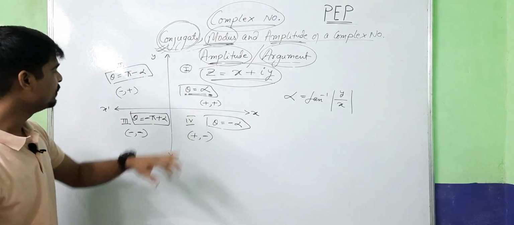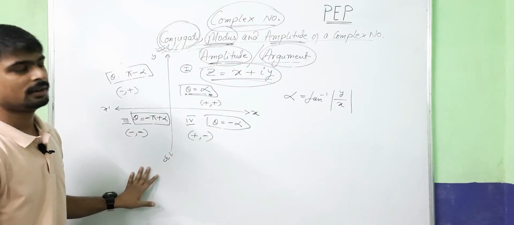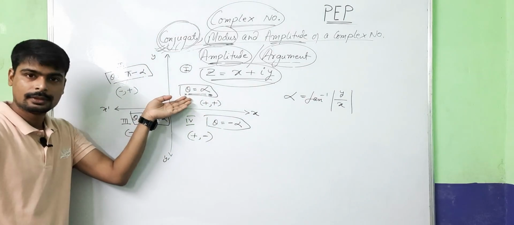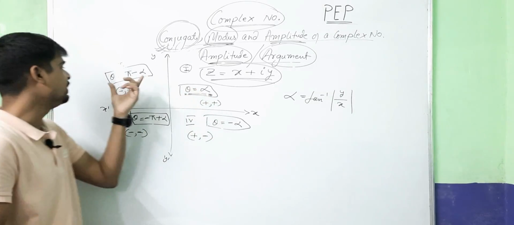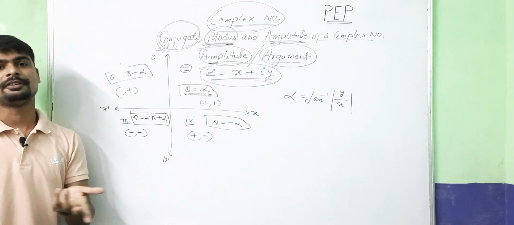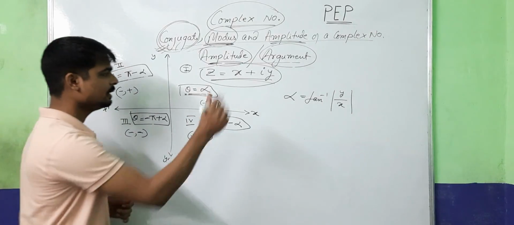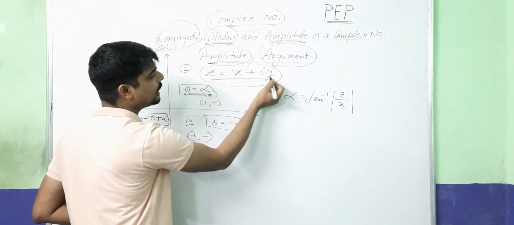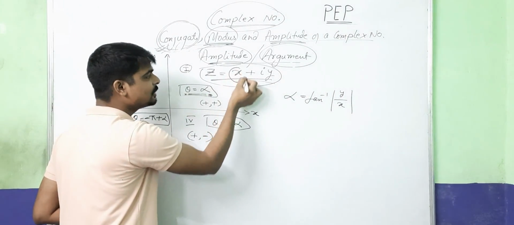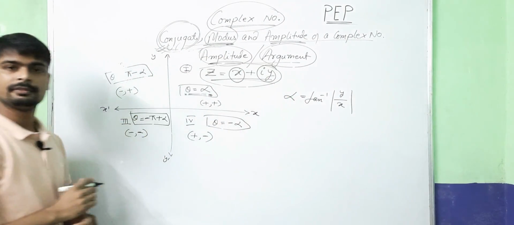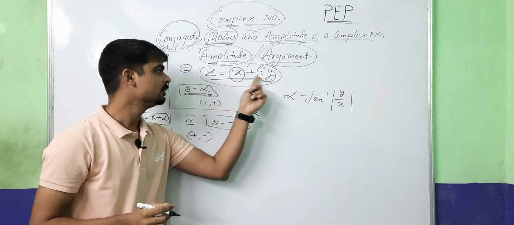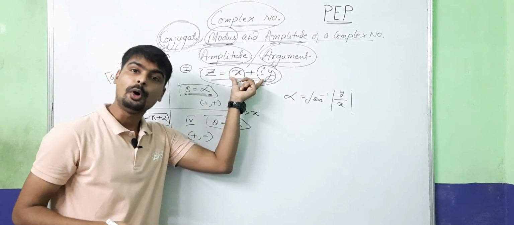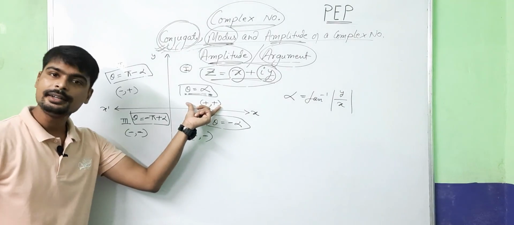So what is the confusion at last? Sir, which value are we going to take? When will we take theta is equal to alpha, and when will we take theta is equal to pi minus alpha? See, when we say z is equal to x plus iy, we mean x is positive and y is also positive. You have to see these two parts. If x is positive and y is positive, you take the first quadrant.